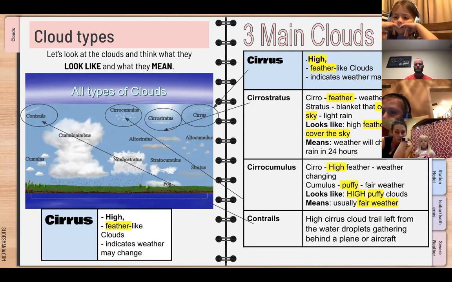All right, now that you've had a chance to think about it, what thoughts come into your mind? What feelings do you get when you see high feather-like clouds?